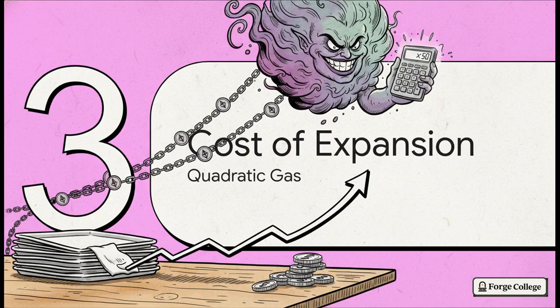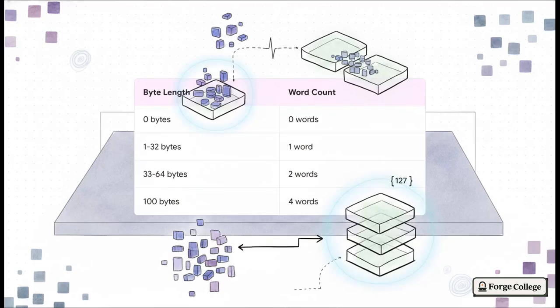Which brings us to section 3, cost of expansion, quadratic gas. Okay, so we know we're sliding trays onto a table, but let me introduce you to the real villain of our story here, quadratic gas costs. See, every single time you ask the EVM to slide a new tray onto the table, the restaurant bill for those trays scales quadratically. Let's break down how this rounding up behavior triggers that cost.